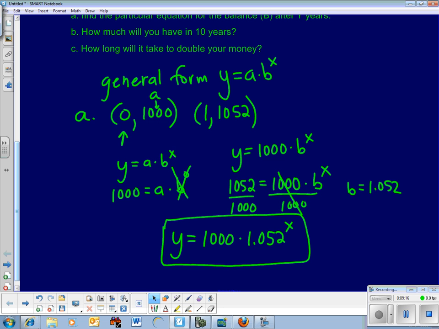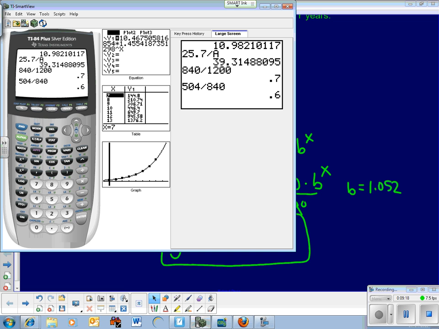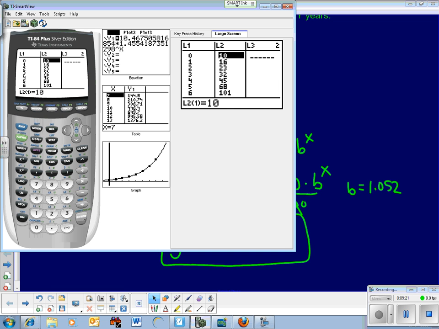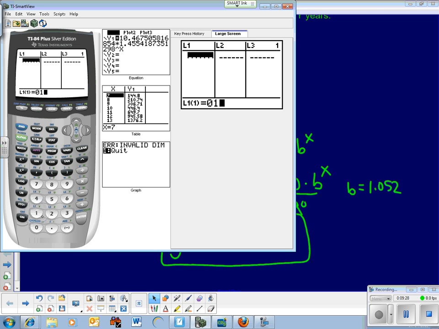Another way is like this. In your calculator, go to Stat and Edit, and clear out any data that you have from previous questions. The 2 data points I know are 0 and 1.